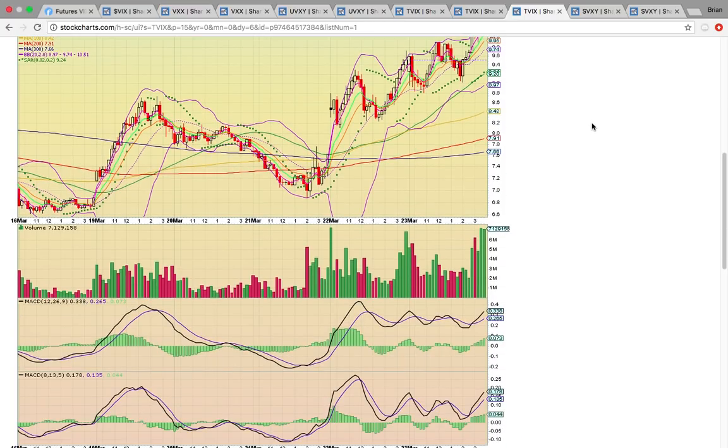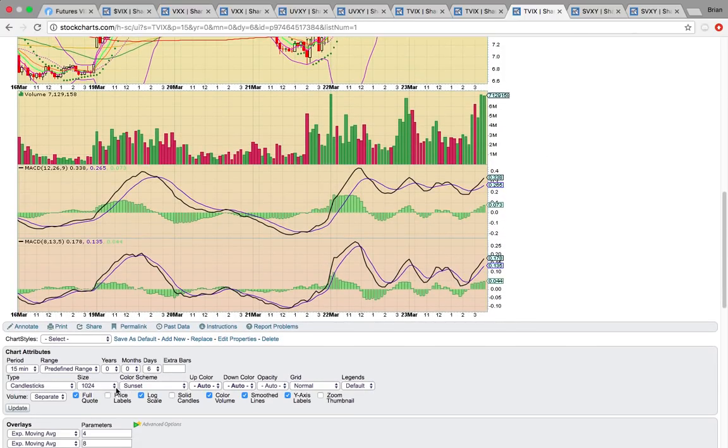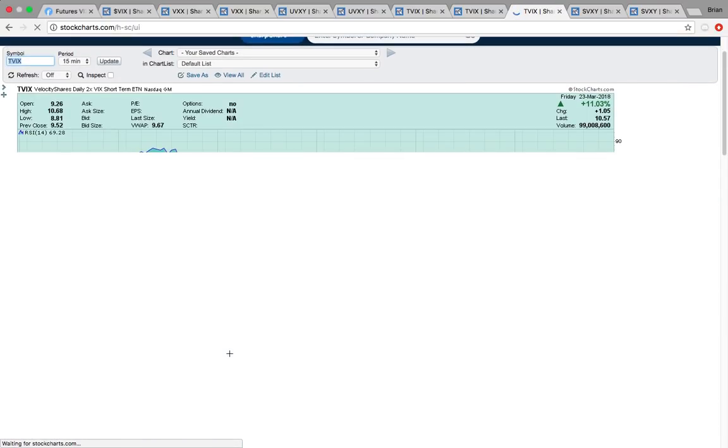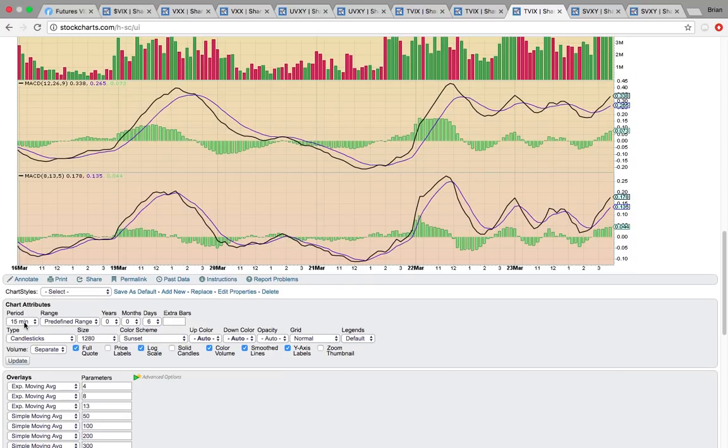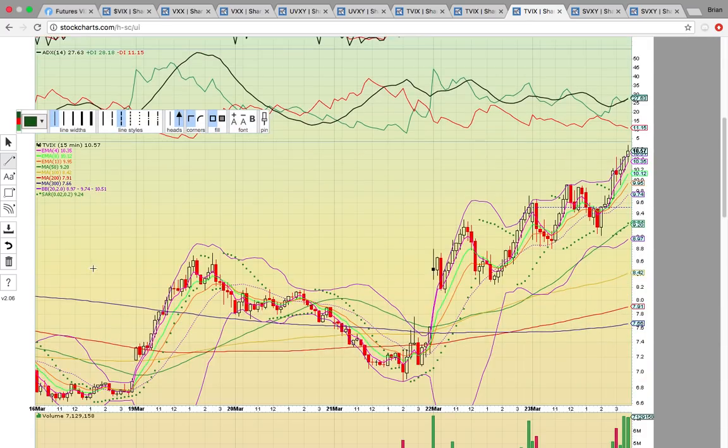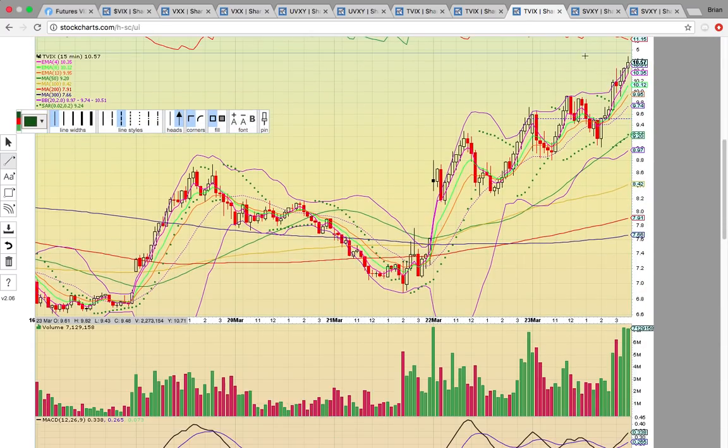Okay, let's look at the TVIX 15-minute chart here, and you can see it has a good uptrend going, and so I just want to show this to you real quick. So it has the really good uptrend going, and so just keep an eye on 1035 here. It just needs to stay above that level to keep the chart super strong.